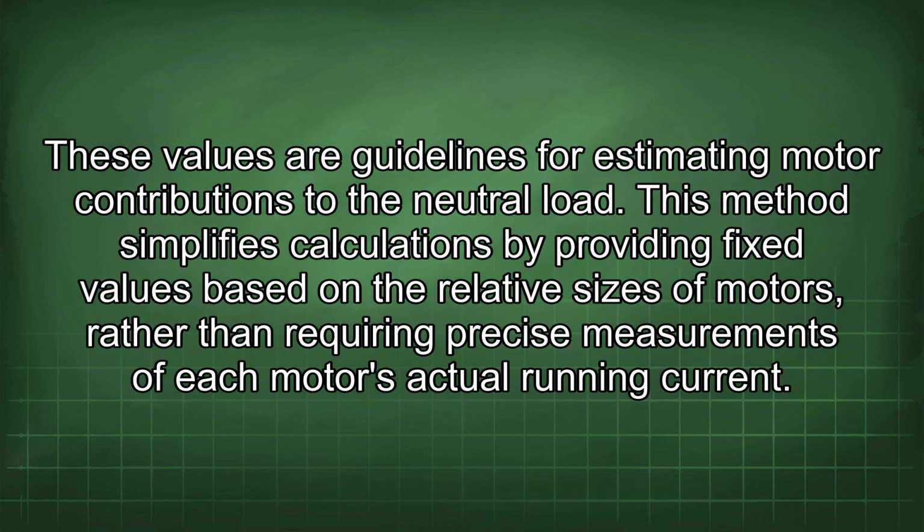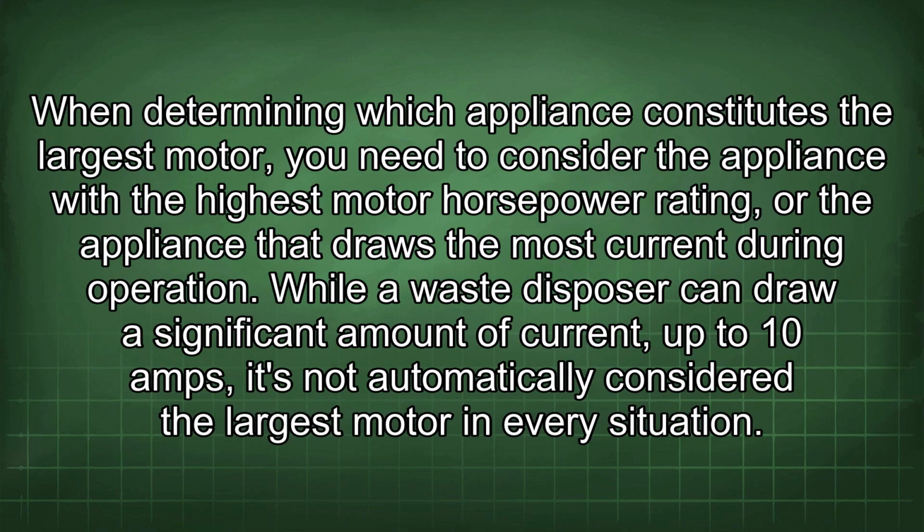These values are guidelines for estimating motor contributions to the neutral load. This method simplifies calculations by providing fixed values based on the relative sizes of motors, rather than requiring precise measurements of each motor's actual running current. When determining which appliance constitutes the largest motor, you need to consider the appliance with the highest motor horsepower rating, or the appliance that draws the most current during operation.